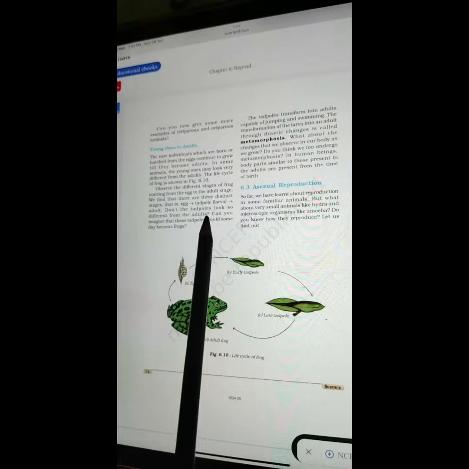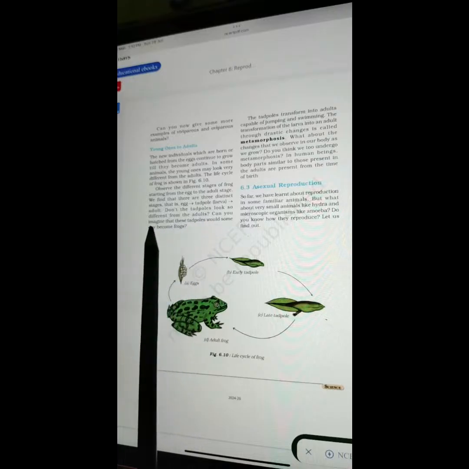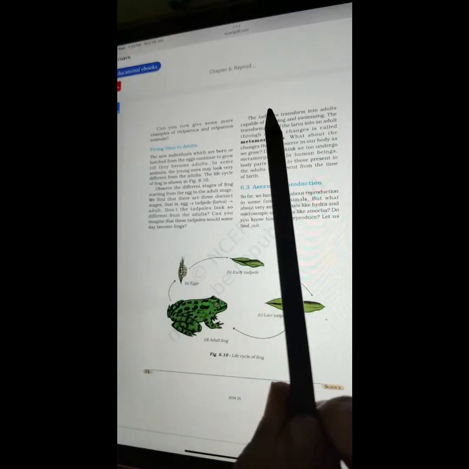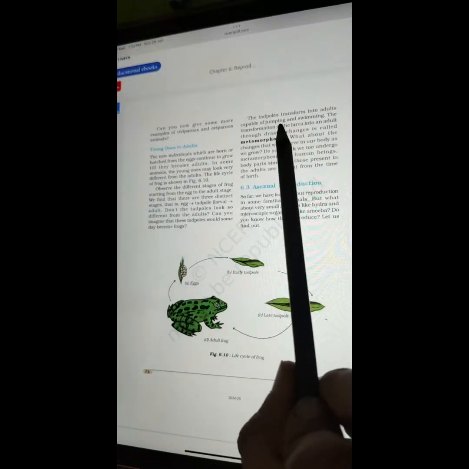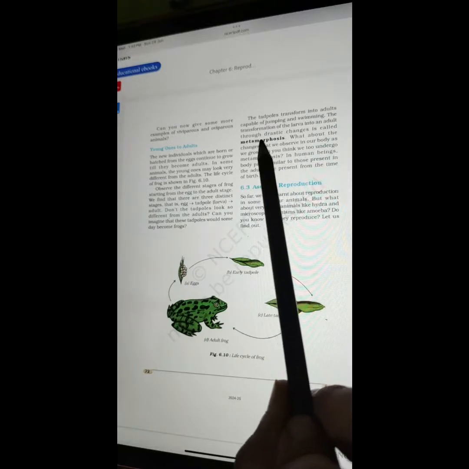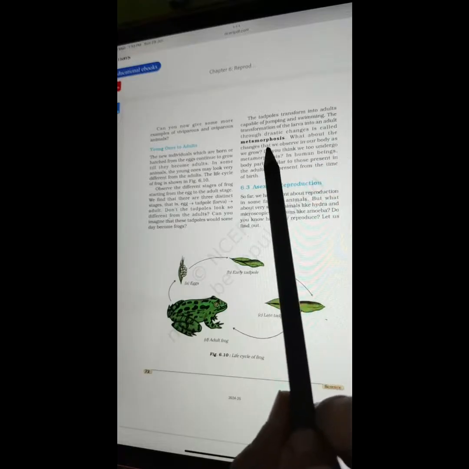Don't the tadpoles look so different from the adults? Can you imagine that these tadpoles would someday become frogs? The tadpoles transform into adults capable of jumping and swimming. The transformation of the larva into an adult through drastic changes is called metamorphosis.